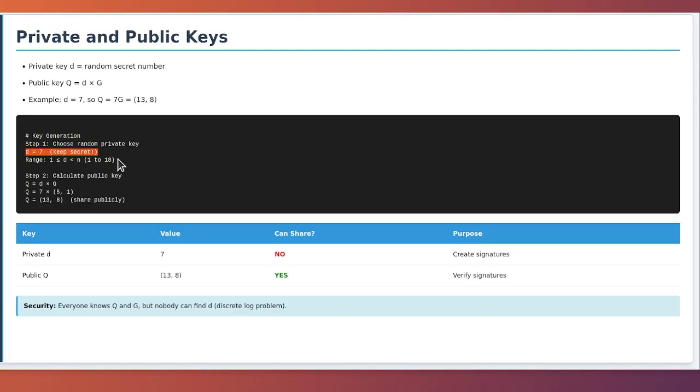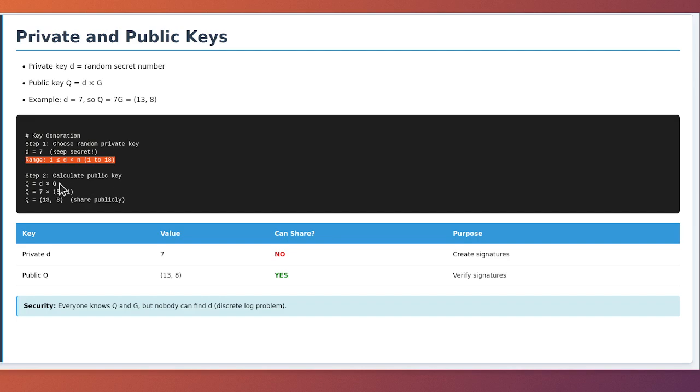This is our secret. The private key must be chosen randomly from a specific range. It must be greater than 0 and less than n, the curve order. Since n equals 19 in our example, valid private keys are integers from 1 to 18. We chose 7. In real systems, private keys are 256-bit random numbers, generated using cryptographically secure random number generators to ensure they are truly unpredictable.